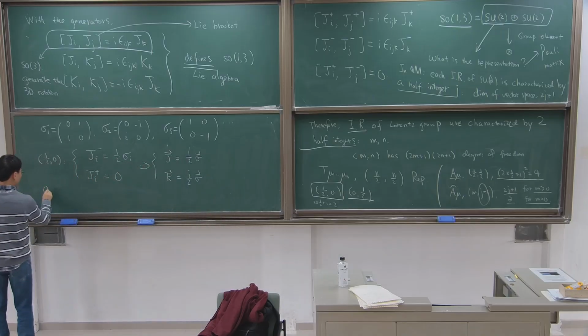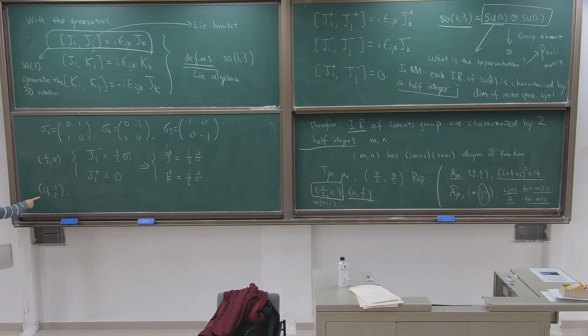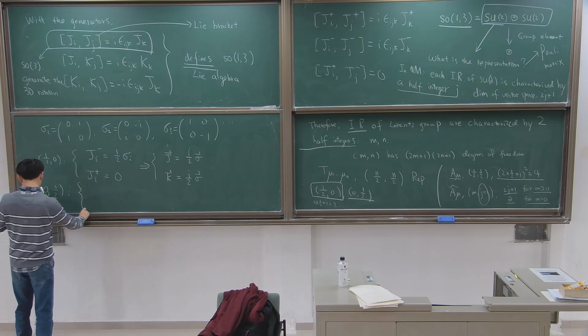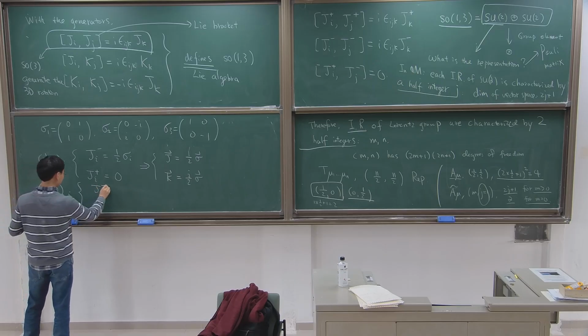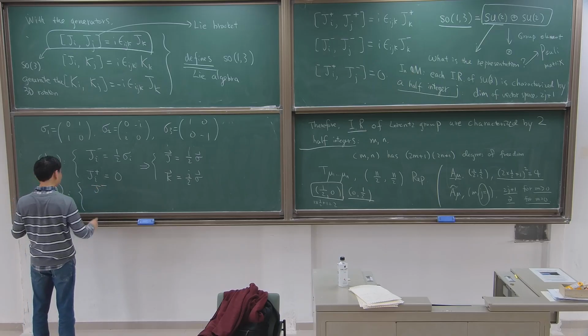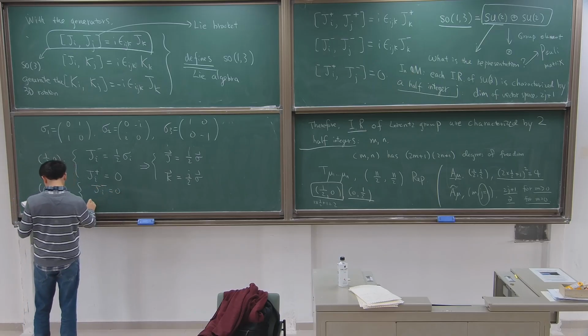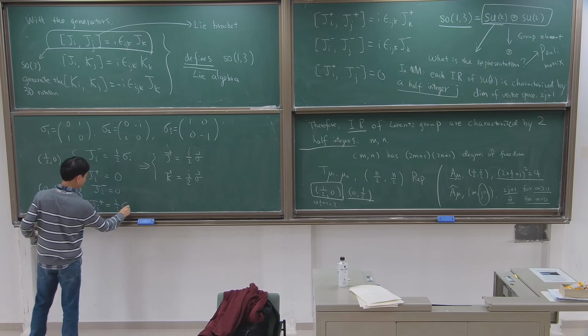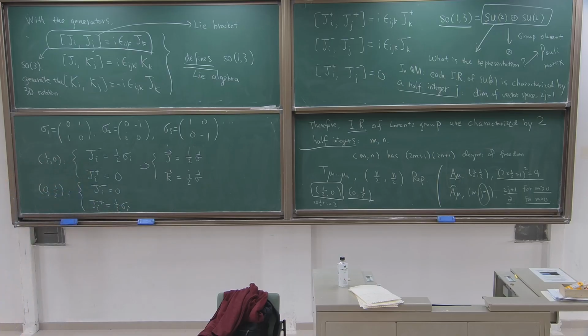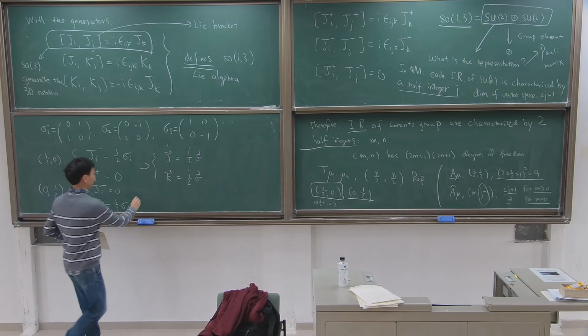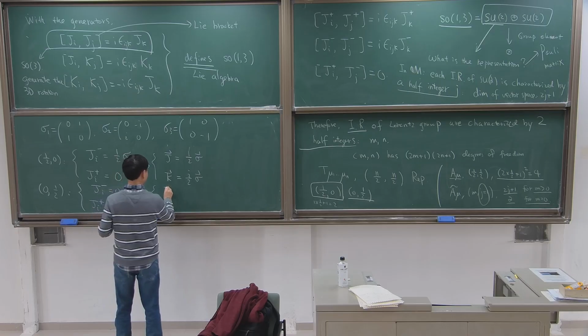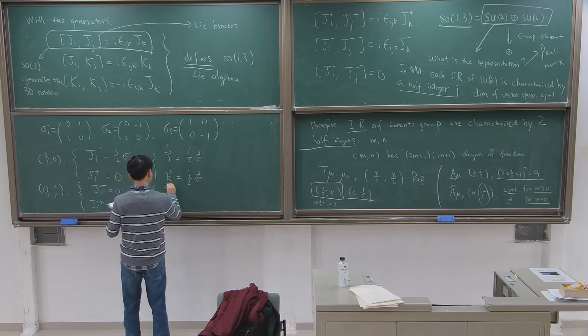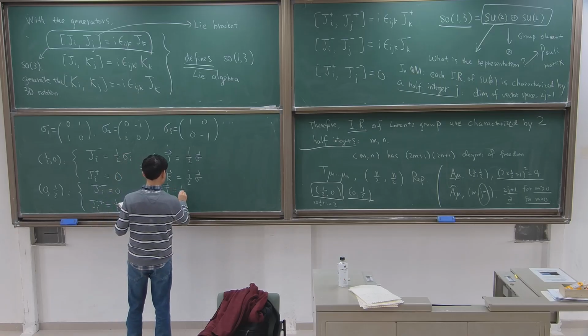And for the other representation, which is (0, half), we can make a different choice. Let's identify J minus equals 0, and J plus equals half the sigma matrix, a 2x2 matrix. Then you will get the relation with the original physical generators.